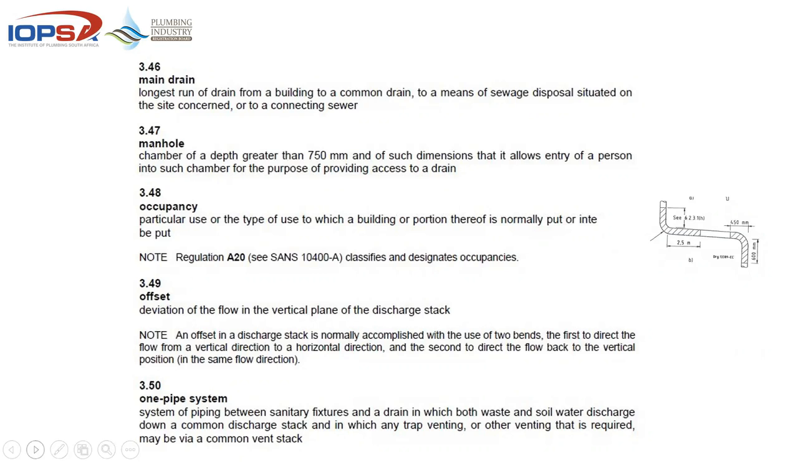One pipe system, above ground soil and vent. You'll see that if we go into the detail here, it says that a common discharge pipe in which trap venting or other venting that is required may be via, so you need back venting or you need venting on that one pipe system, but not necessarily on a single stack system.